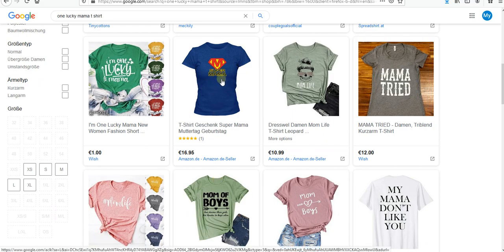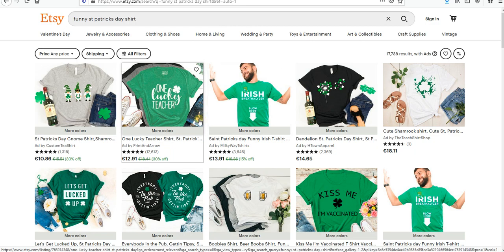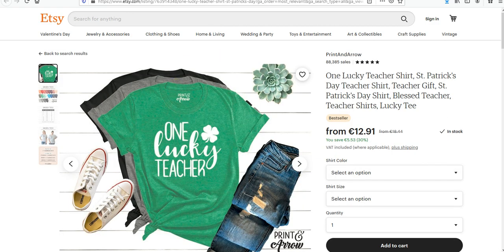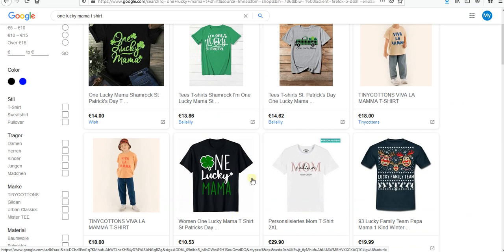Yeah, that's cool. So here you can find a lot of other ideas, guys, and you know exactly from Etsy that this design is working. So you can combine all of those ideas together from Pinterest and also from Google and make your unique design.